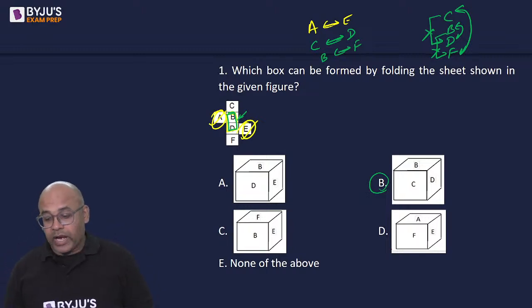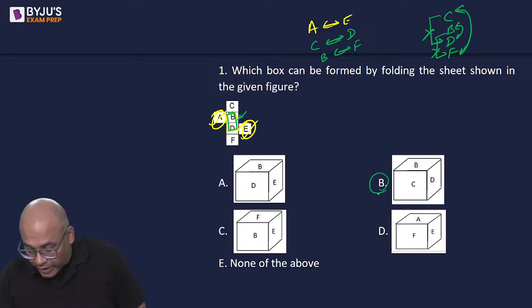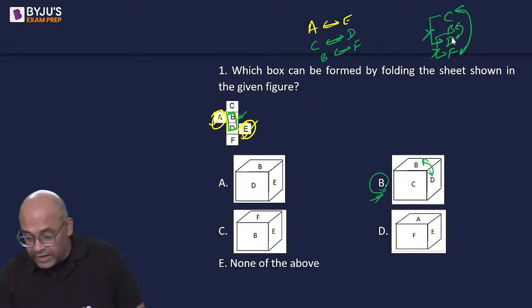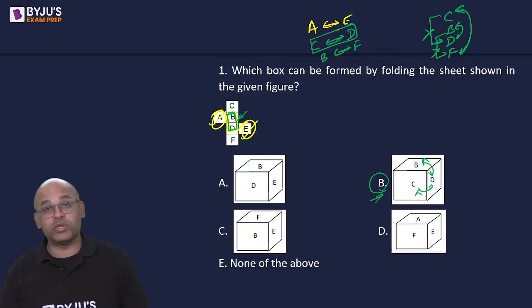So we will take a look at which of these are the correct answers. If you look at option B, you will see B and D are adjacent. But we saw B and D are adjacent, that's great. Now what about C and D? C and D are adjacent, but here we see that C and D are supposed to be opposites. So B is not correct.